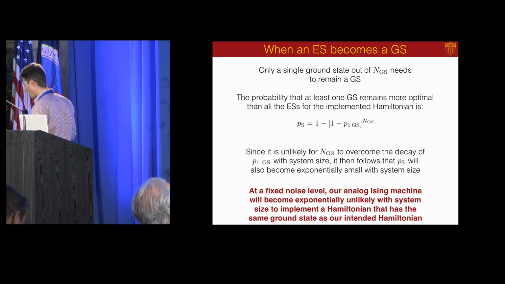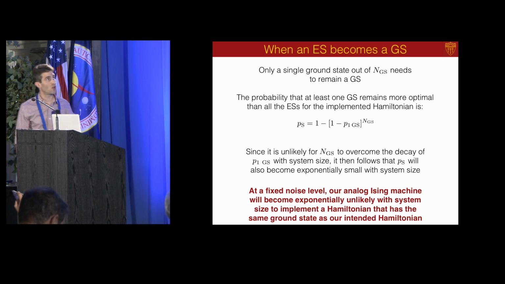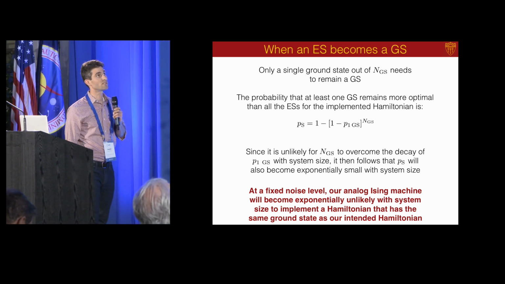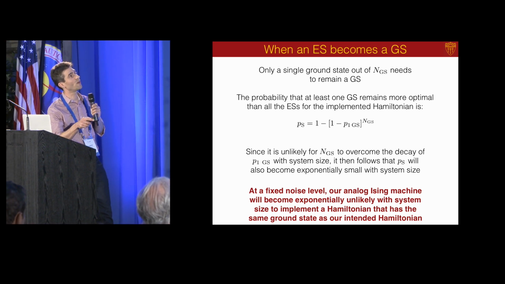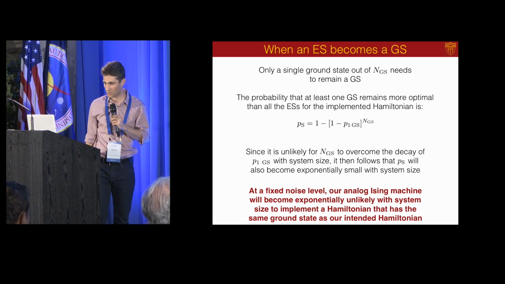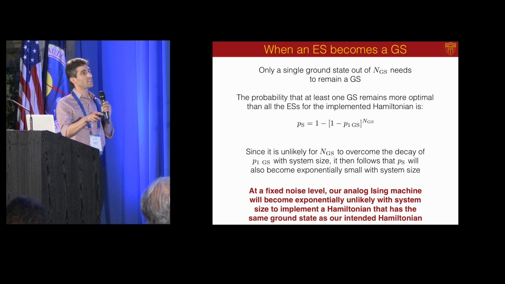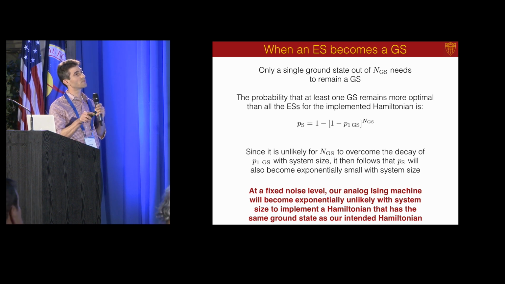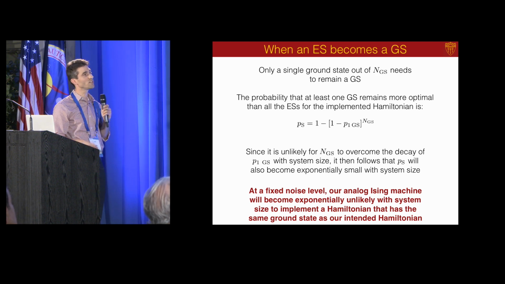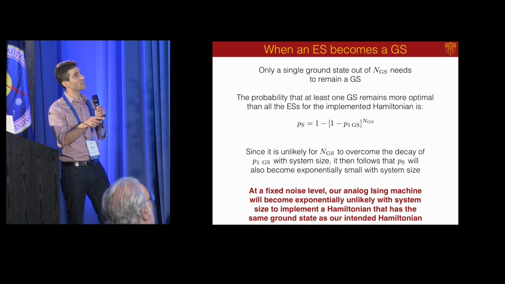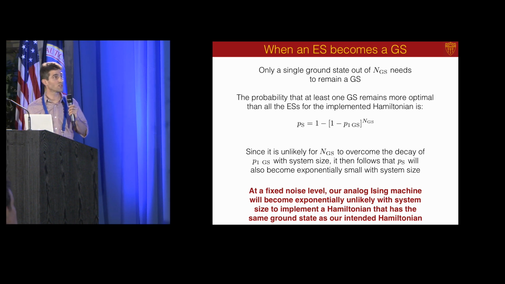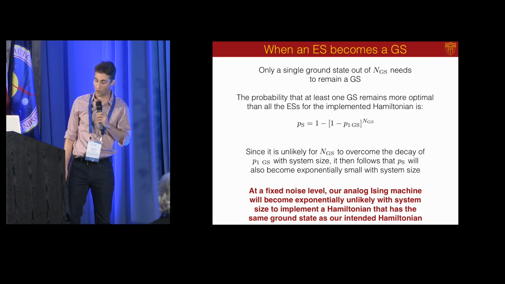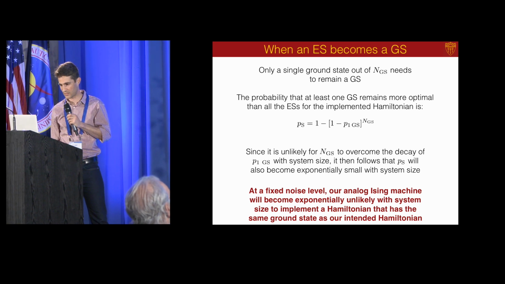But of course, your problem may have many ground states. So what's the probability that at least one ground state remains more optimal than all the excited states? That's now given by this expression, where NGS is the effective number of ground states that you have. Now, since it's unlikely that the scaling of NGS with problem size will overcome the decay of the probability for one ground state to remain more optimal, this expression then tells you that it also becomes exponentially unlikely with system size that one ground state, or at least one ground state, remains more optimal than all excited states.